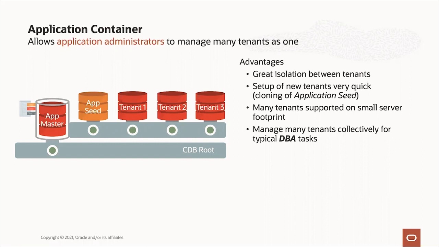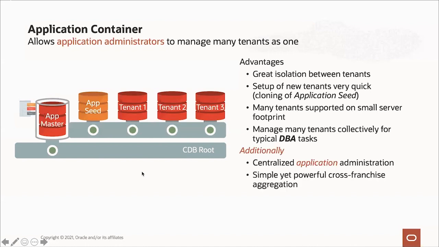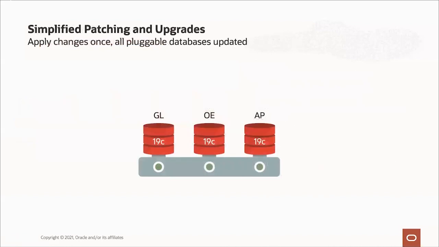Perhaps you're running a franchise business, car dealership, or whatever it might be. You're in the SaaS game then. You want to have individual tenants for your individual businesses, but everyone runs the same application definition. So you can have a single application definition using this framework, and we call this the application container capability. So we centralize application administration, but we can still do powerful cross-franchise operations such as aggregation, etc.